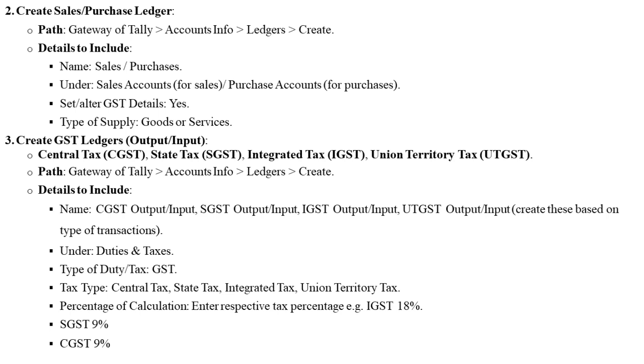Type of duty: tax, GST. Tax type: central tax, state tax, integrated tax, union territory tax. Percentage of calculation: enter the respective tax percentage, e.g., IGST 18%, SGST 9%, CGST 9%.